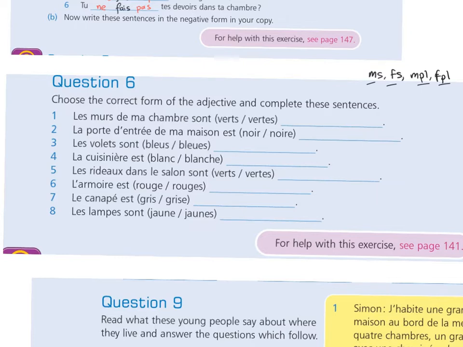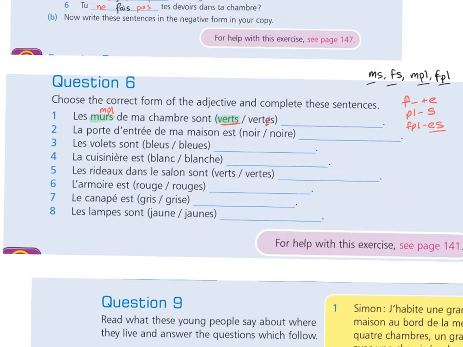Well, mur is masculine plural, so therefore it's going to be ver. Why? Because, remember, if it's feminine, the general rule is that you add an E. If it's plural, the general rule is that you add an S. If it's feminine plural, you're obviously going to add ES. So this is masculine plural, therefore there's no need for this E here. That's why this one is the correct one.